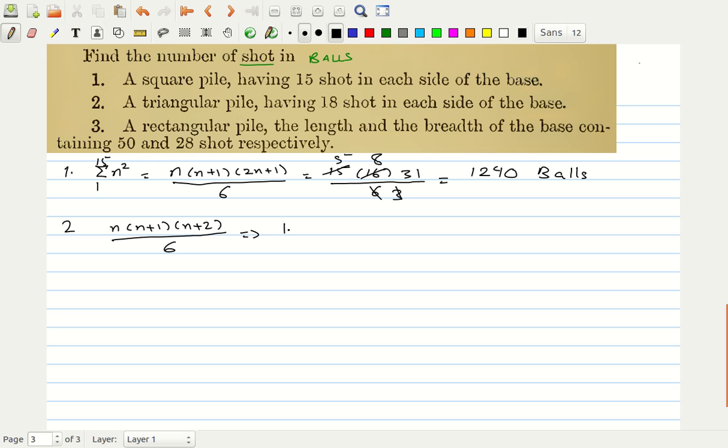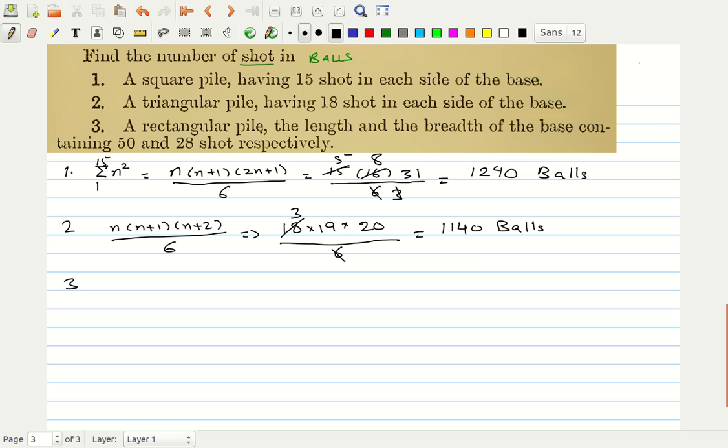So this will be 18 times 19 times 20 divided by 6, and this is 6 times 3, so this is 60. 19 times 6 is 114, 1140 balls.